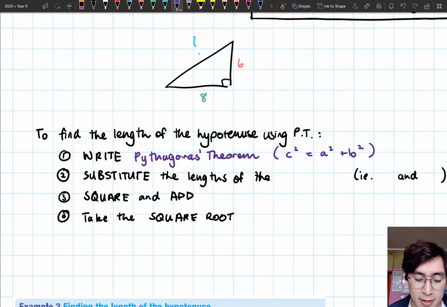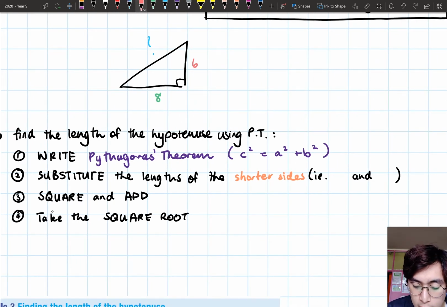Okay, so that's the first step for Pythagoras' theorem. We're using Pythagoras' theorem to find the missing length of a hypotenuse. The second step is to substitute the lengths of the shorter sides, i.e. the values of a and b. So in your right angle triangle, you'll be given the two lengths of the shorter sides, a and b. You substitute those values into your Pythagoras' theorem. So instead of writing a squared plus b squared, you would write the value for a squared plus the value of b squared. Okay, so that's the second step.